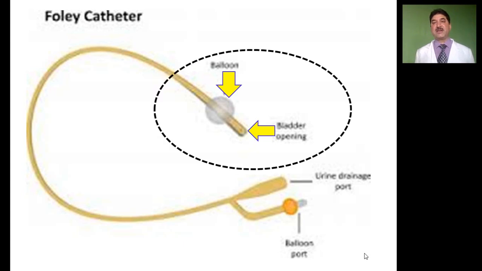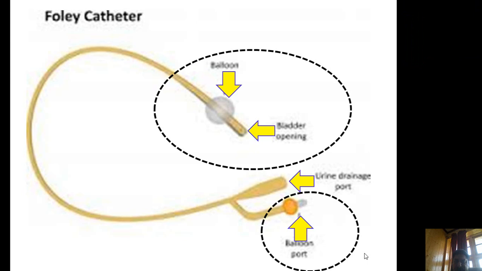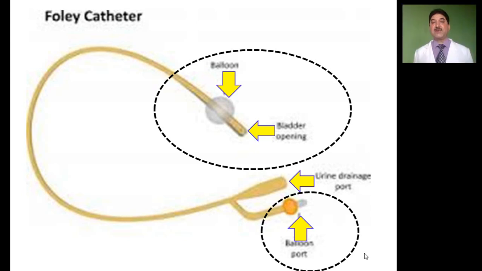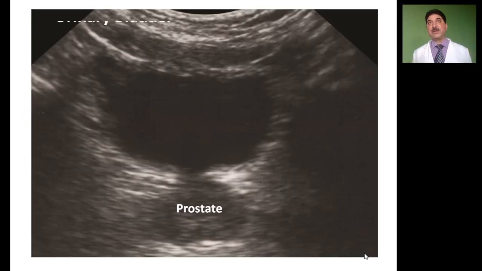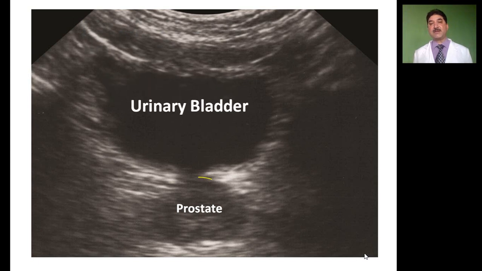So the balloon lies in the urinary bladder. At the other end, you will find the urine drainage port as well as another port through which normal saline is injected to inflate the balloon. The balloon helps in retention of the catheter.